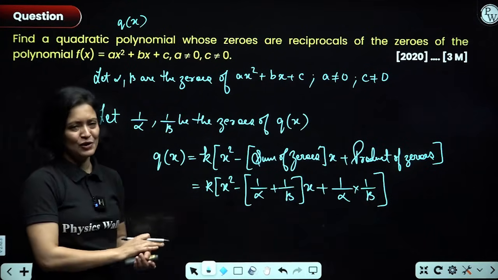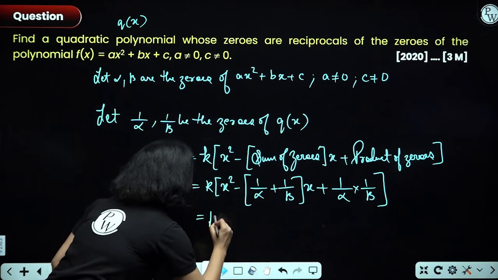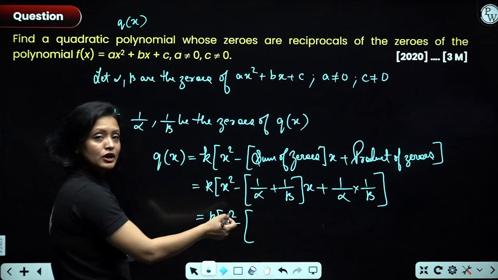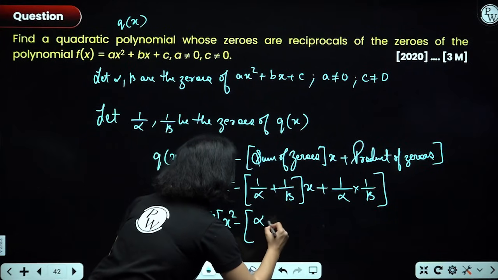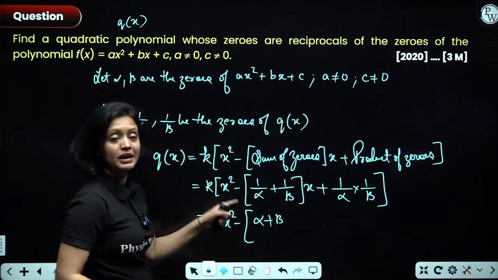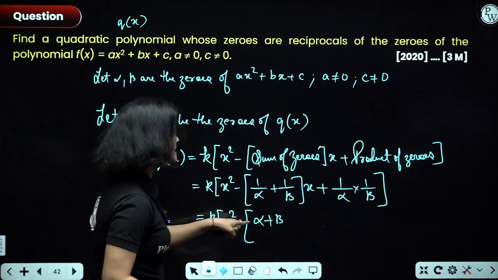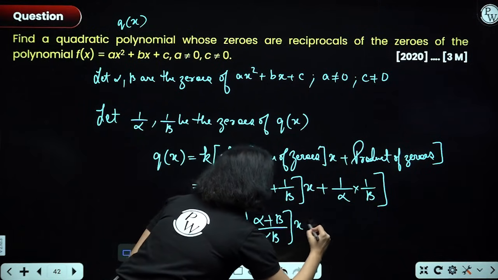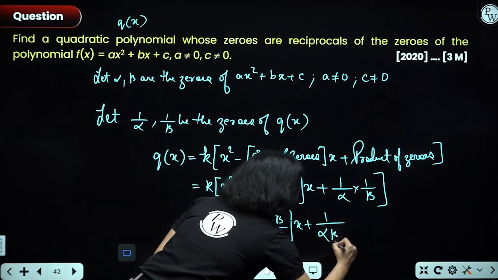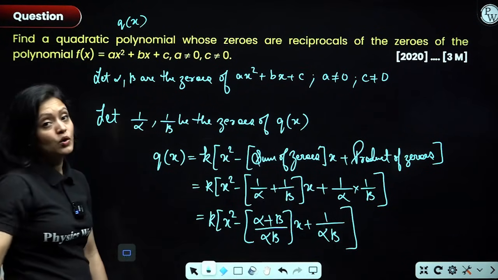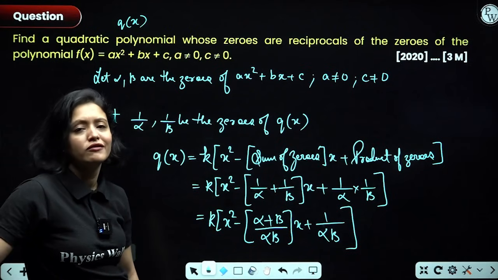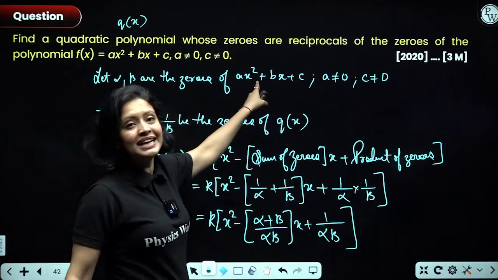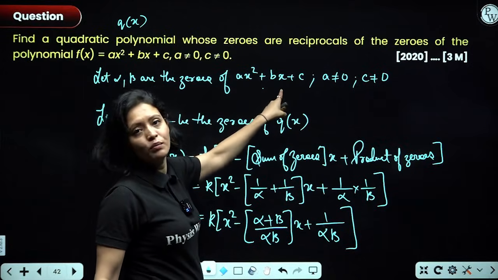Now, everyone, let's simplify. So k into x² minus. Here we'll make the denominator the same, and I think we have done this before, so I hope everyone remembers: 1/alpha + 1/beta is (alpha + beta) over alpha beta, x plus 1 over alpha beta. Now, good for you people, you know the value of alpha plus beta. How do you know the value of alpha plus beta? Because alpha and beta are the zeros of this polynomial.